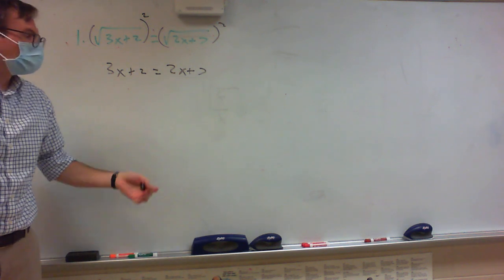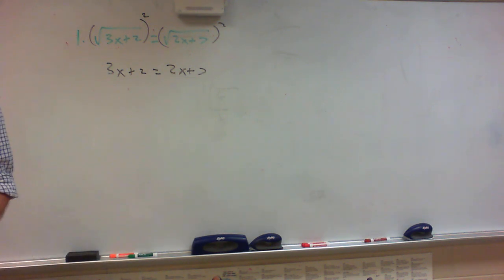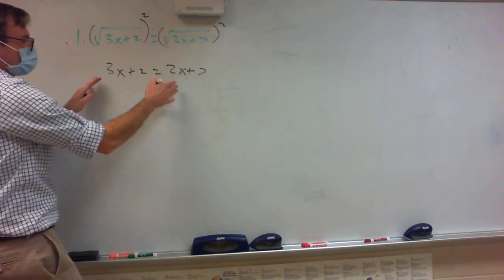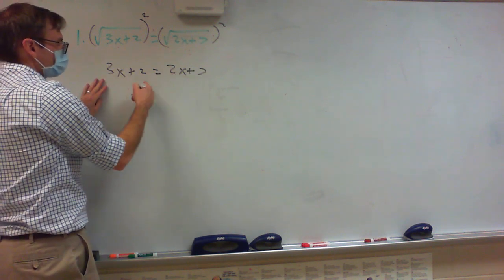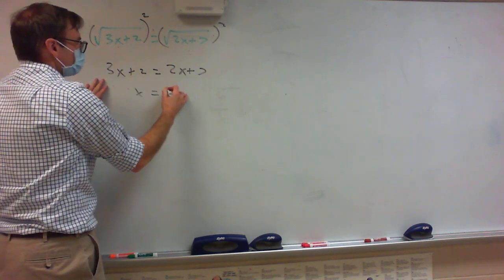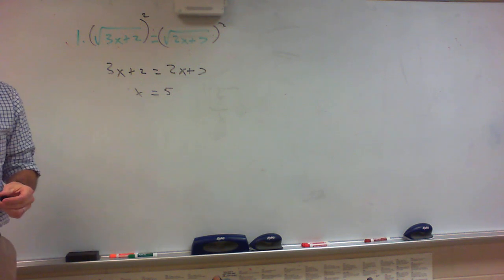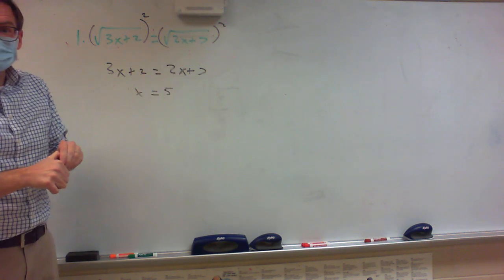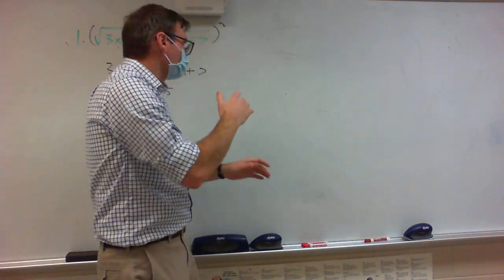Well, now that's really not much of a question, is it? Right? When I got rid of this, and now when you solve, you end up with what? Subtract 2x from both sides, I get x equals 5, and we're done. Does that make sense? Another way of thinking about this, well, we'll talk about that later.